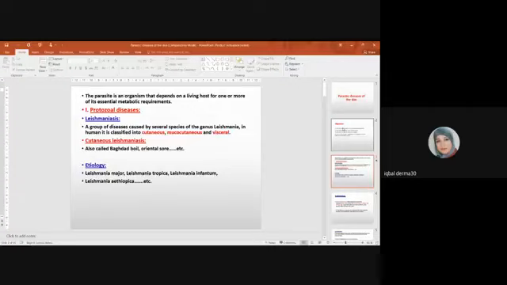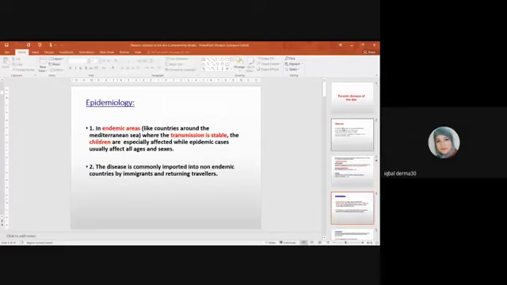Other names for it are Baghdad boil and oriental sore. It has many names, but now we are starting with the etiology. The etiology of cutaneous leishmaniasis is Leishmania major, tropica, infantum, ethiopica, and others.